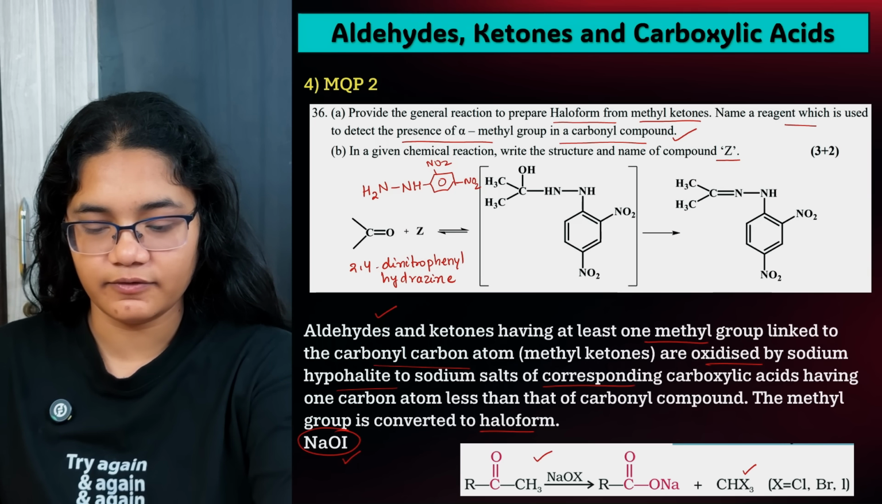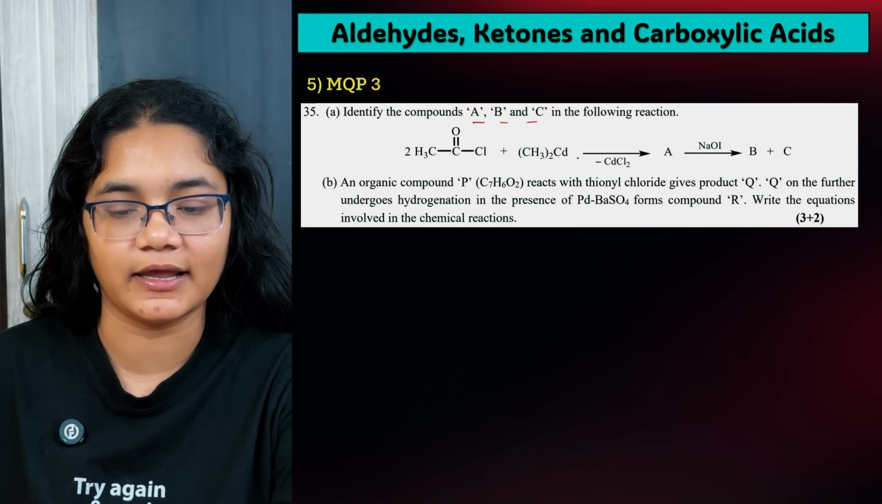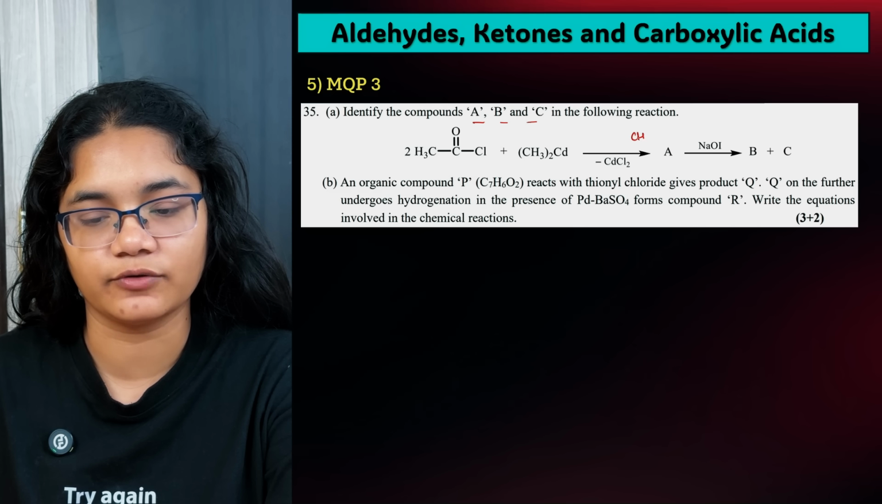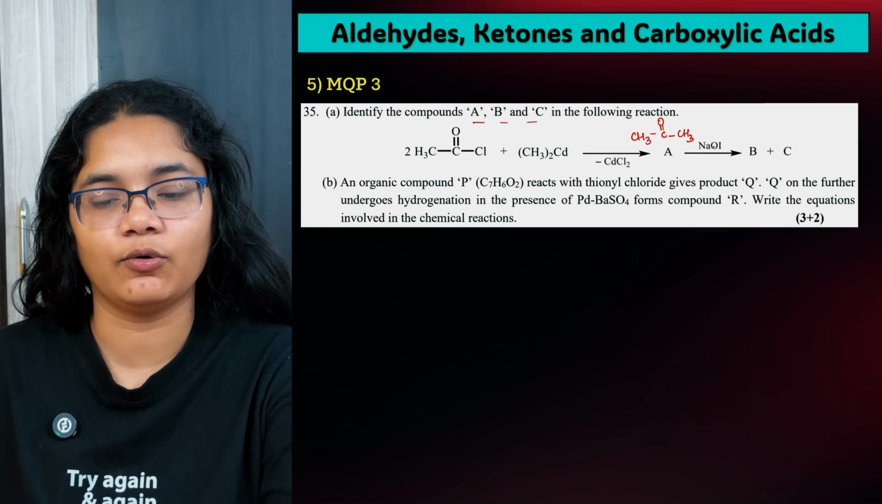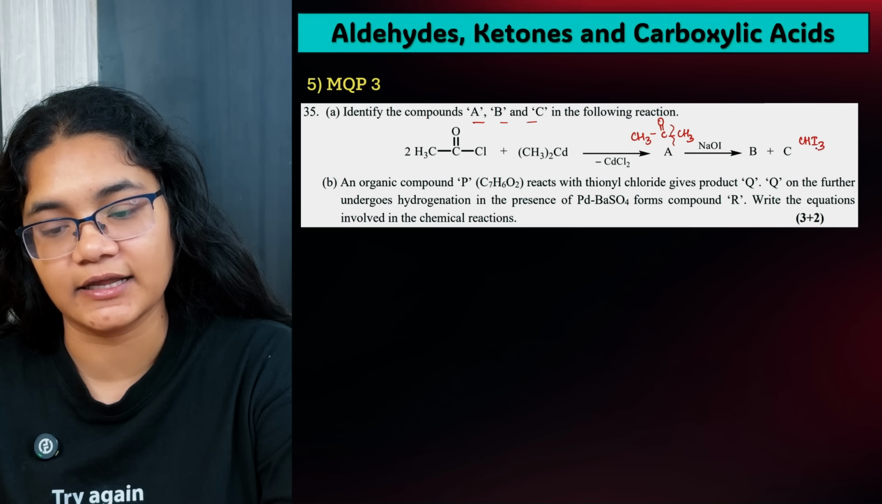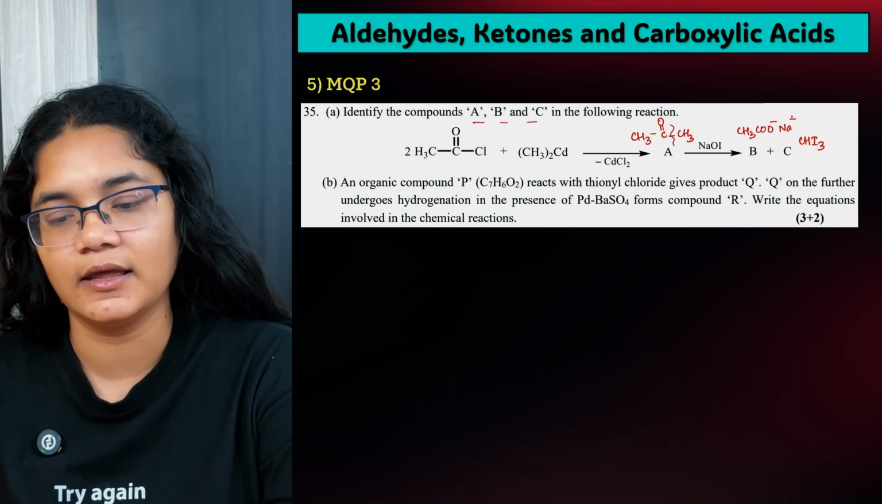Now we will see the next one, model question paper 3. Identify compound A, B, and C in the following reaction. So in cadmium, what happens? This Cl group will be replaced with CH3. So I'll get CH3COCH3. Now NaOI, just now we discussed, one of the groups will break and will get converted to CHI3, and the other group will be converted to CH3COO minus Na plus.